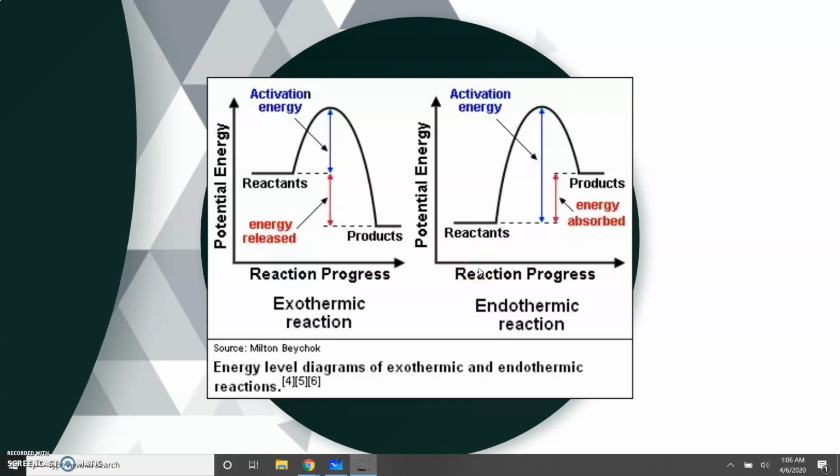On the flip side, we can see an endothermic reaction. The curve looks almost like a mirror image, where reactants in this case have low potential energy. They go through a reaction and they produce products that have a higher potential energy. That difference, that positive difference, is energy that has to be absorbed from the environment. So that's how endothermic reactions require that energy to come in.